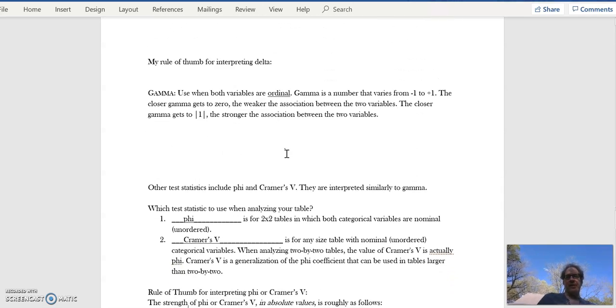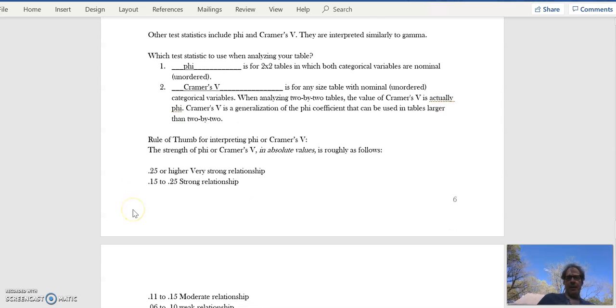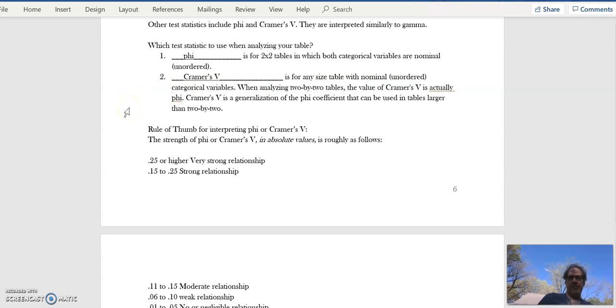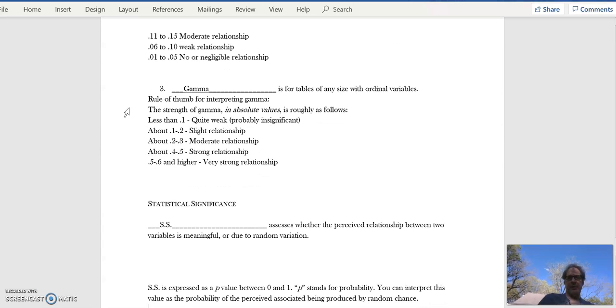Some other test statistics that can be used to assess how strong the association is between two variables are gamma, phi, and Cramer's V. I'm putting these in here for completeness' sake. If you've taken statistics, hopefully you learned how to use these. If not, maybe you can use these if you have a term paper and you need them. But these are some of the basic statistics that we use to assess the strength of an association between two variables in a table, in a crosstab. Gamma is another one. So you can read through those on your own.